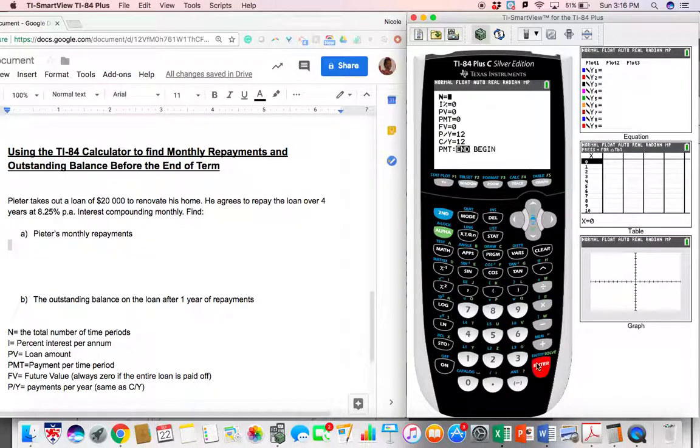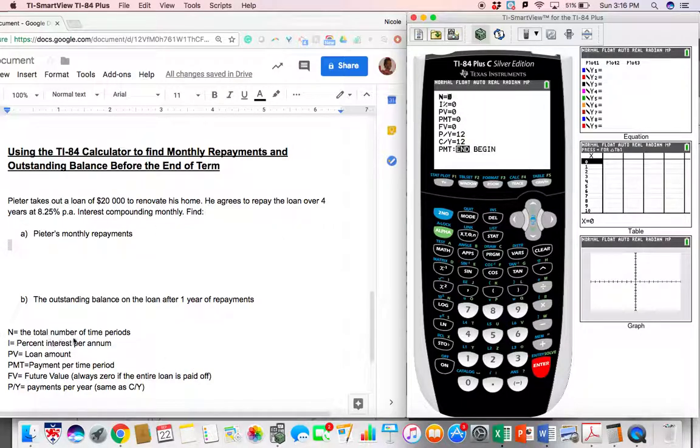Now I'm going to be going a little bit fast because I've already broken this down in another video, but if the pace is too fast for you, go ahead and look at the video linked below. Otherwise, keep following along. Okay, so for Peter's monthly repayment, we will have to put all of this information in.